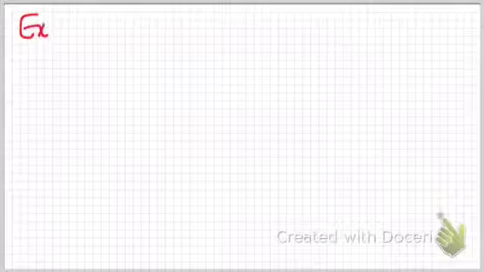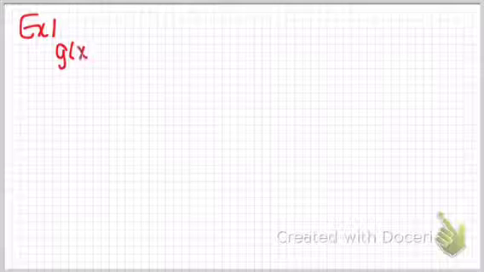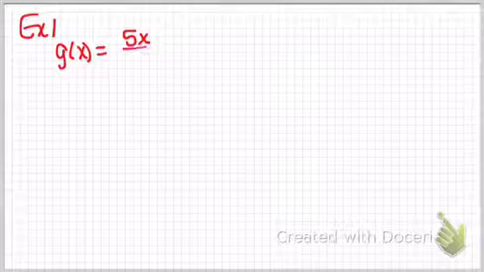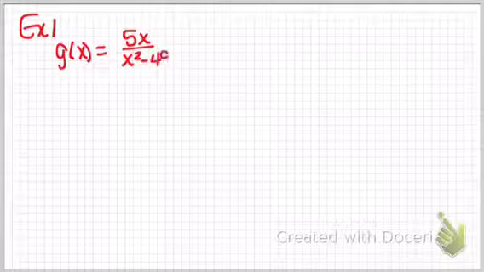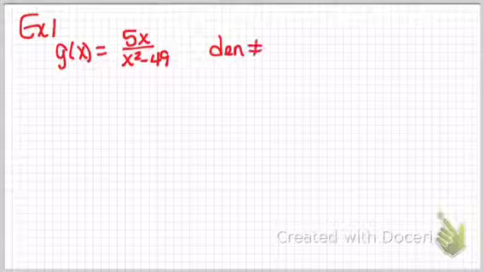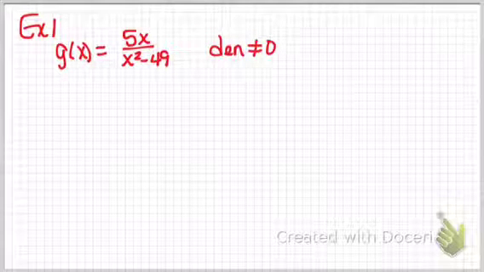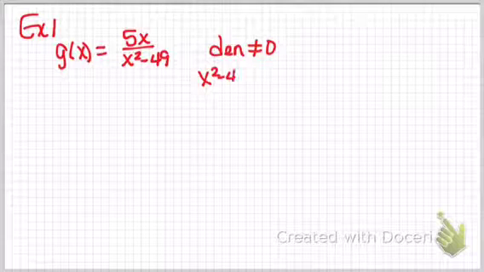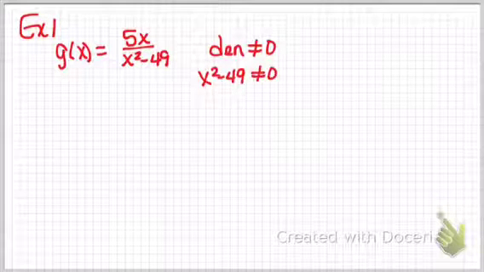So example 1 says, find the domain of the function g of x equals 5x over x squared minus 49. Alright, so is my domain negative infinity to infinity? Is it all real numbers? No, why not? Because we have a restriction here. And what is our restriction? We have a fraction. So if we have a fraction, what do we know? That our denominator cannot equal 0. So what's our denominator here? The x squared minus 49. So it cannot equal 0.